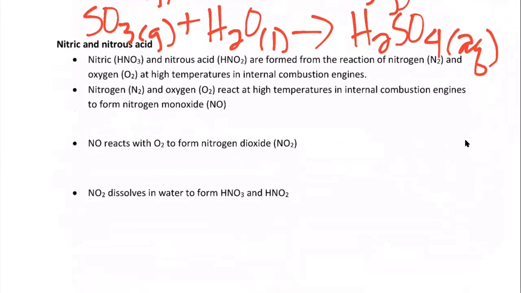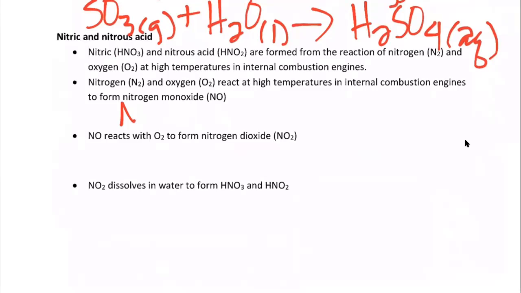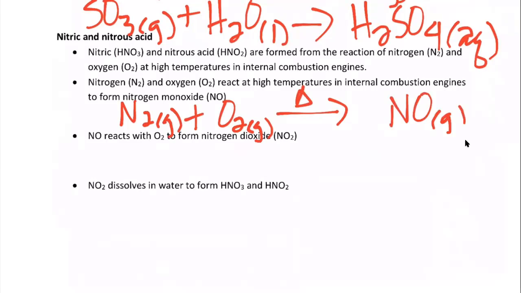And so what happens is you have nitrogen gas and oxygen gas reacting in that really high temperature. So usually you have heat. So you might see the little triangle symbol over the arrow, and you end up producing nitrogen monoxide gas.